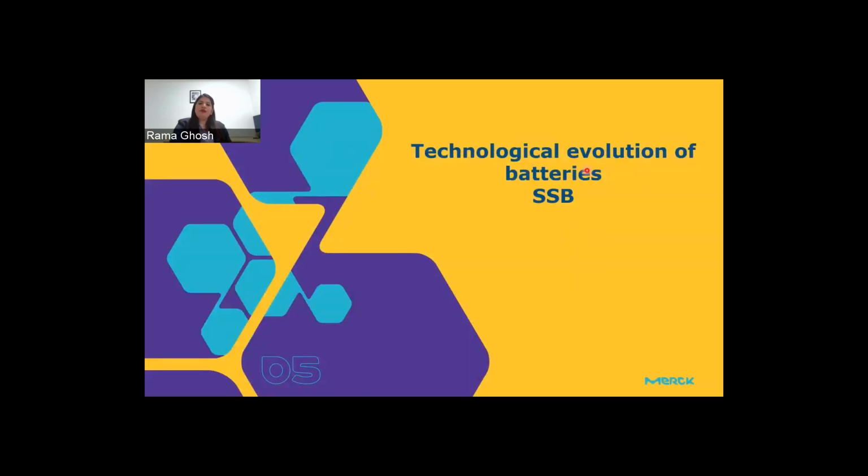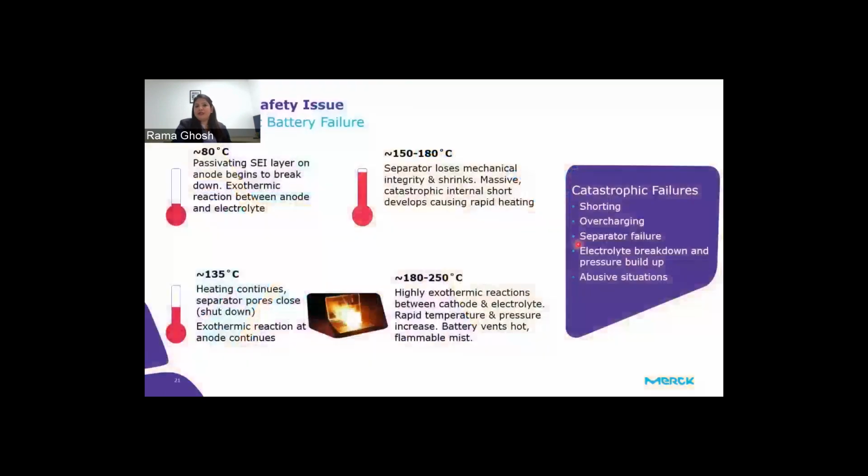Now, when you talk about LIB, two things always come to our mind. Mostly the concern about safety. We are worried about safety all the time. Many incidents have happened with lithium-ion batteries catching fire, and those catastrophic failures happen because of short circuits, overcharging, separator failure, sometimes electrolyte breakdown and pressure buildup. Abusive situations also happen if the temperature is very high. So safety is always a primary concern.